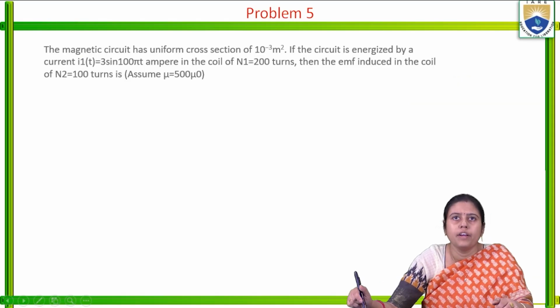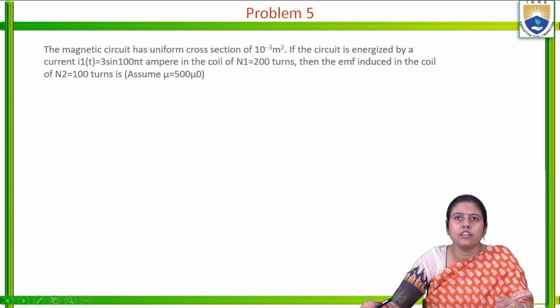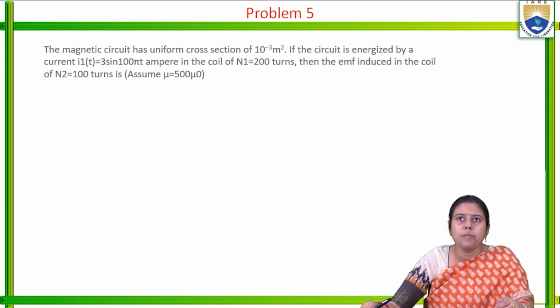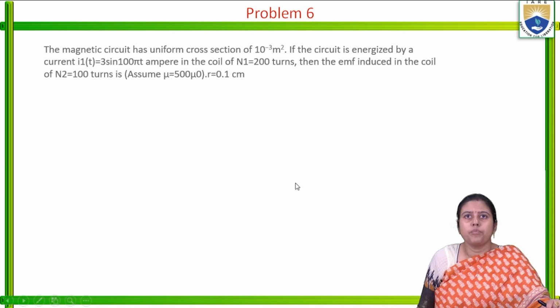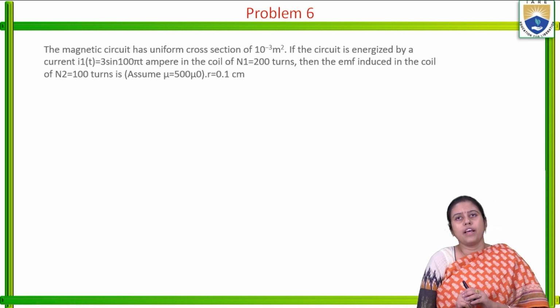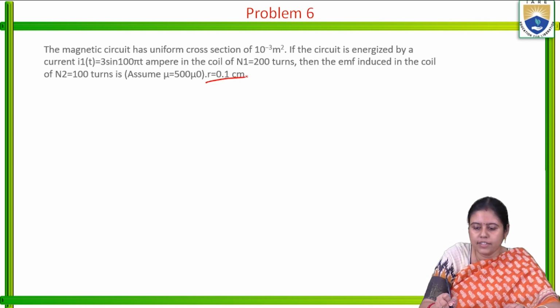Problem number 5. The magnetic circuit has a uniform cross section of 10 to the power minus 3 meter square. If the circuit is energized with a current I1 ampere in the coil N1 equal to 200 turns, then the EMF in the coil we have to calculate, and N2 is given as 100 turns. In this problem, the radius is given as 0.1 centimeter.